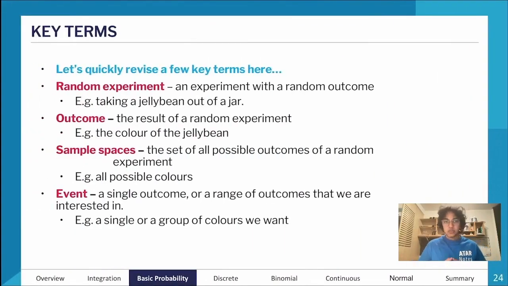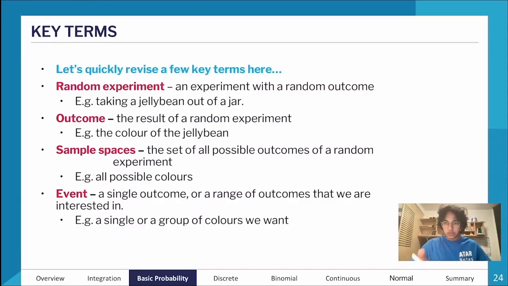Okay, let's revise some key terms for probability. I'm sure you would have seen these terms before, but I think it's a good idea to recap them before diving into probability. A random experiment is an experiment with a random outcome. Let's say you have a bag of socks, with 20 different colors. You put your hand in, you're not looking, you're just digging around, pulling out a sock. That's entirely random.